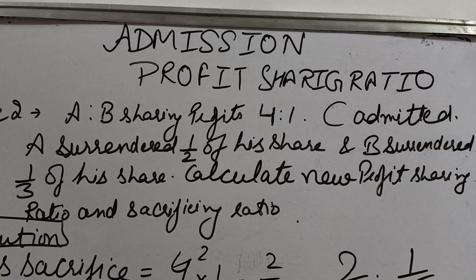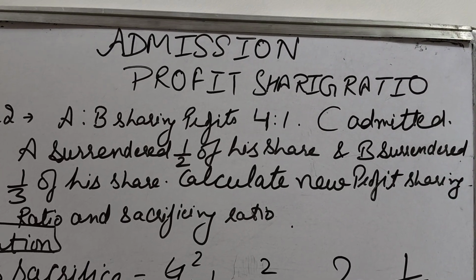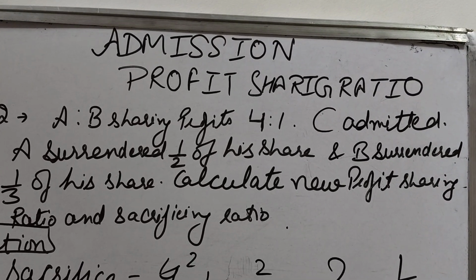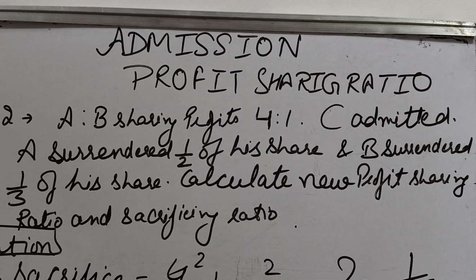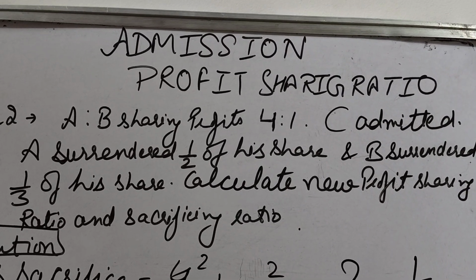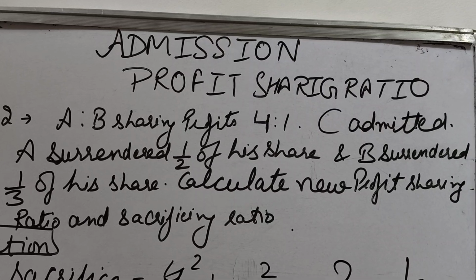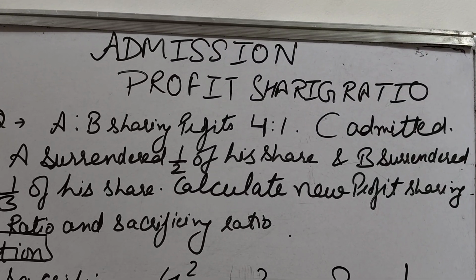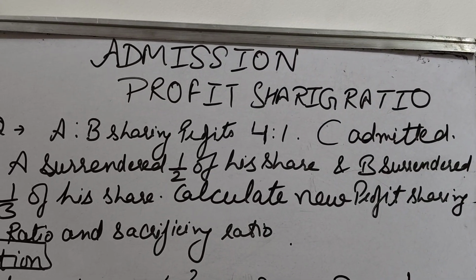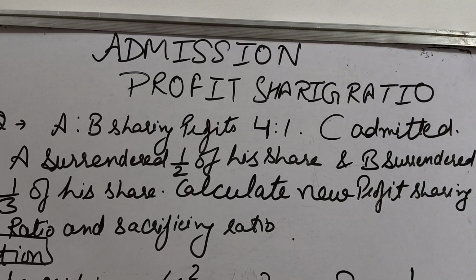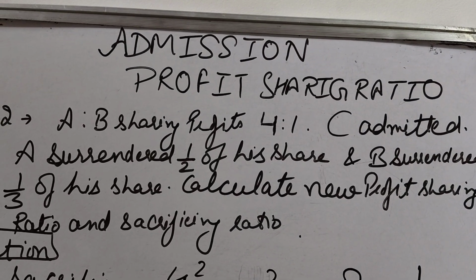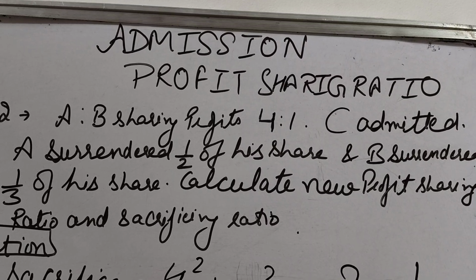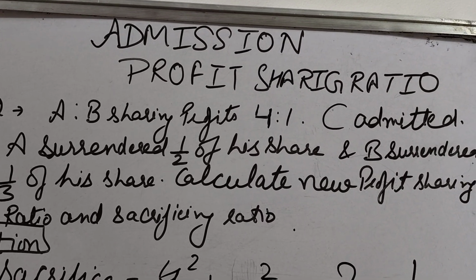In the given statement, A and B are sharing profits in the ratio 4 is to 1, and C is admitted. For what part C is admitted is not given, but it's mentioned that A is surrendering one half of his share and B is surrendering one third of his share. So now we need to calculate the new and sacrificing ratio. Let's see how to calculate.